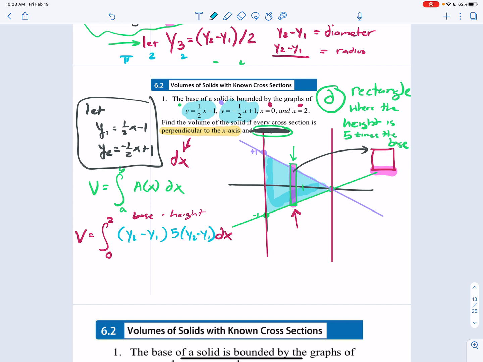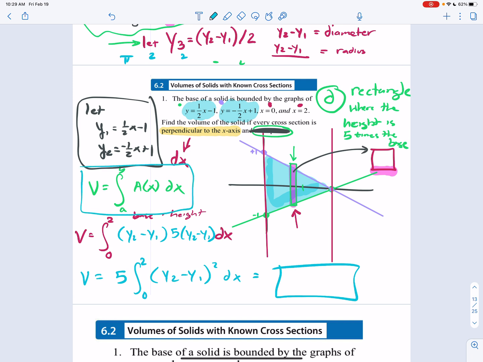That's it. They'll always tell you what the other side is, okay? For rectangles at least. Okay, so if you clean this up before you calculate it, it should be a little bit easier. That 5 you can scoot outside. And since the two quantities are the same, that's the same thing as 5 times the integral of (y2 minus y1) squared dx. You could just plug and chug there, and I'll let you guys figure that one out. Okay? So that's really it. The formula in general is the same, but the area depends on your cross-section. All right?